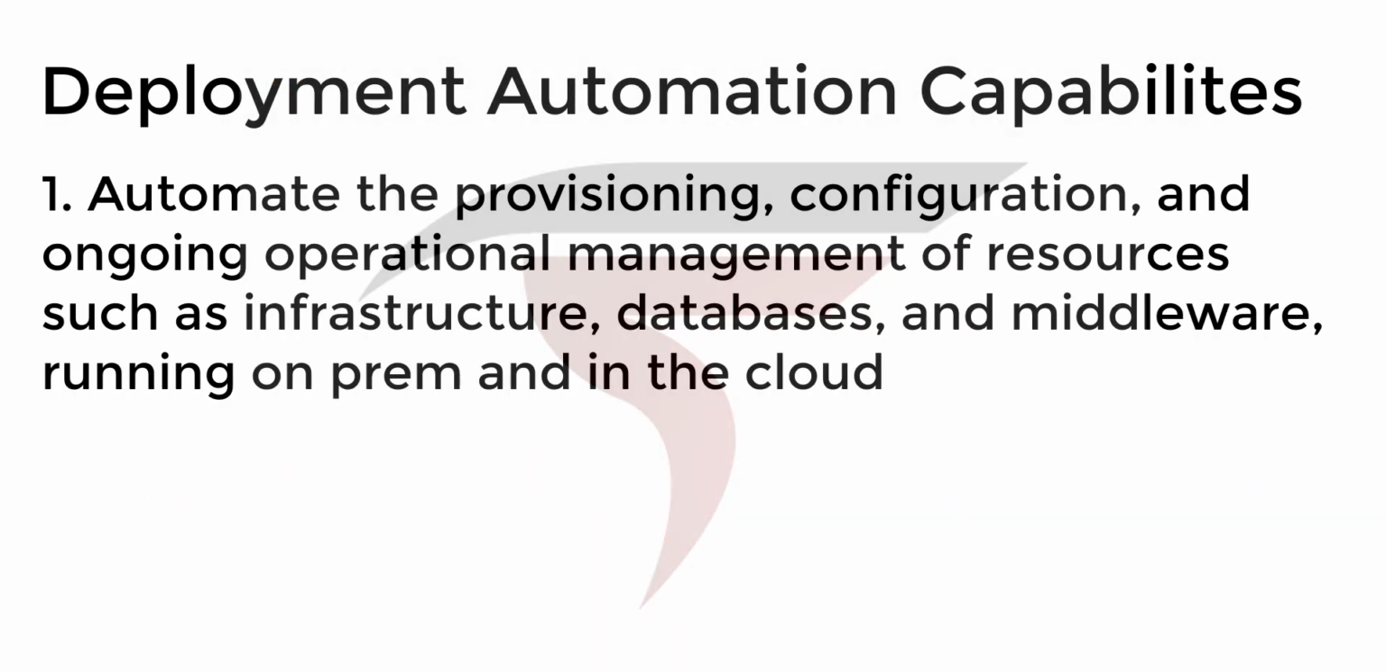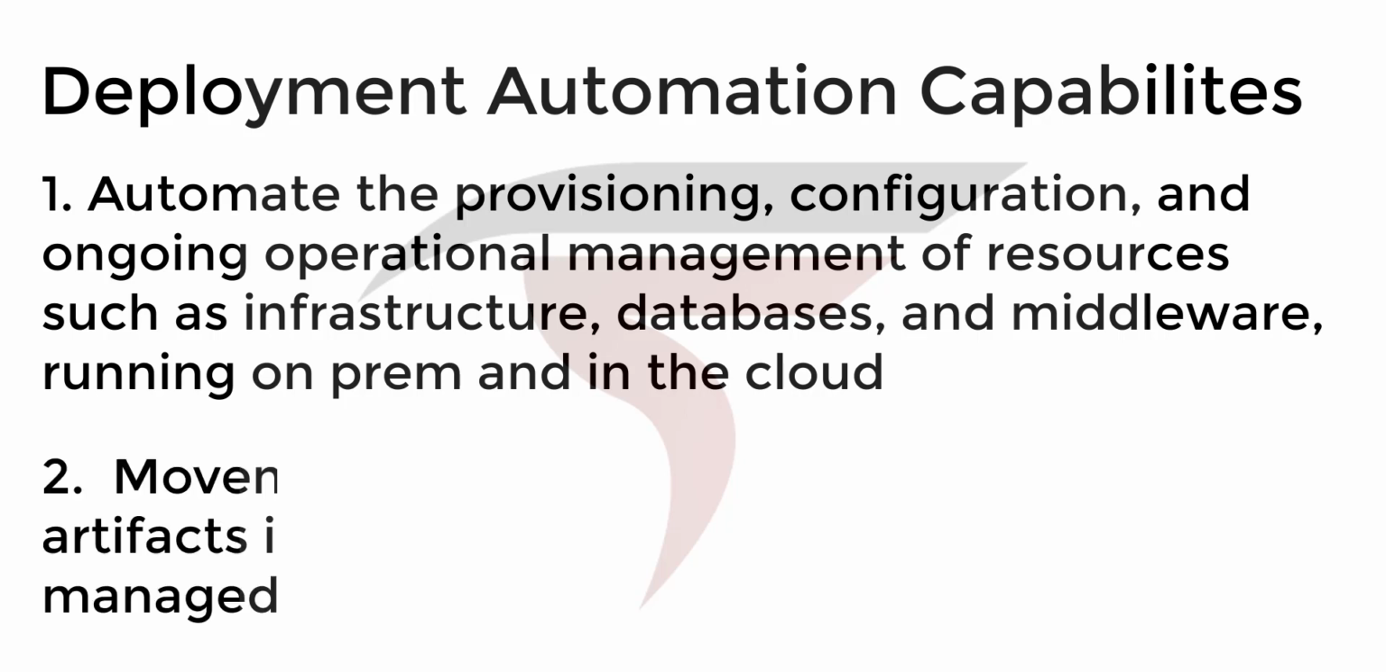Think of this as infrastructure and operations as code, leveraging both platform features and plugins to automate the provisioning, configuration, and ongoing operational management of resources such as infrastructure, databases, and middleware running on-prem and in the cloud. Resource automation and management helps achieve speed and consistency while removing cost and risk. Resource utilization increases significantly, and your administrators are happier since they spend less time on mundane work.